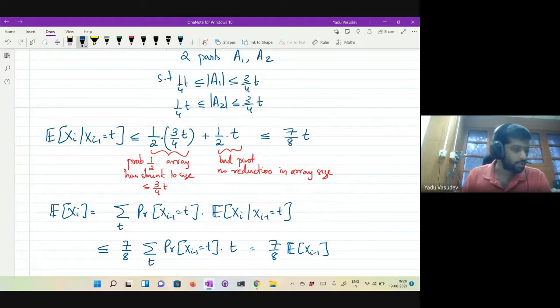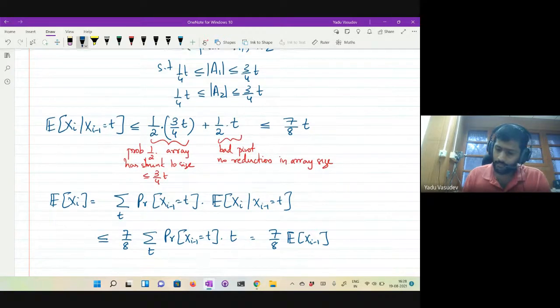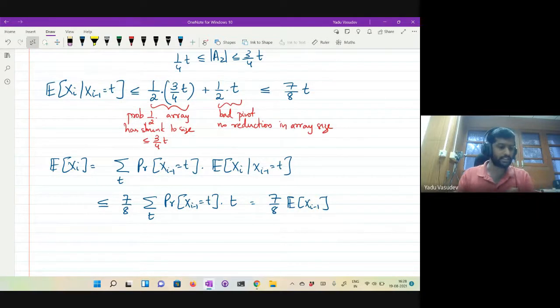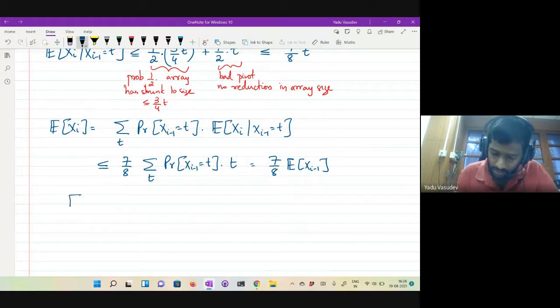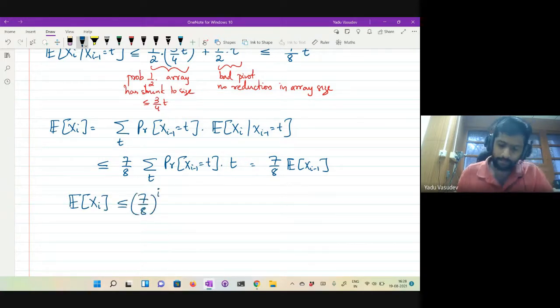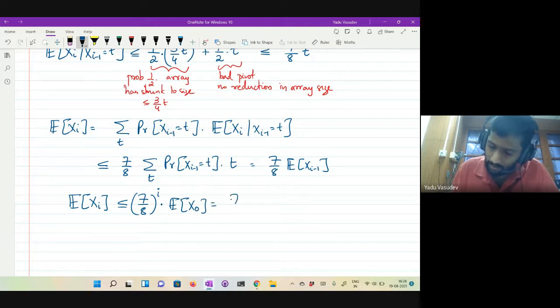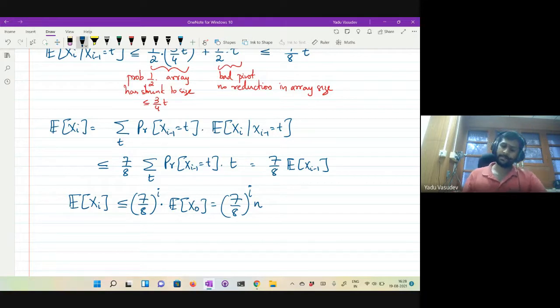So if you just unroll this further, it's like a recurrence relation of the expectations. If you unroll this recurrence, what you see is that the expected value of xi is at most 7/8 to the i times expectation of x0, which is n. So the expectation of xi is at most 7/8 to the i times n.